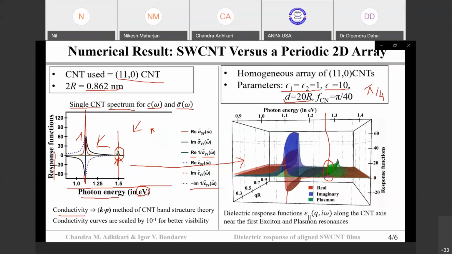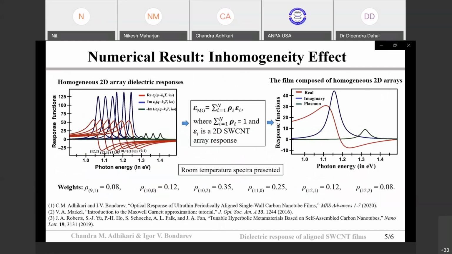And one more thing, you can see that the real part of the response function is negative for a wide range of photon energy. This means that an array of the carbon nanotube can also be used as a hyperbolic metamaterial. Recently, these guys found experimentally that a film of self-assembled carbon nanotube has a tunable hyperbolic metamaterial behavior.